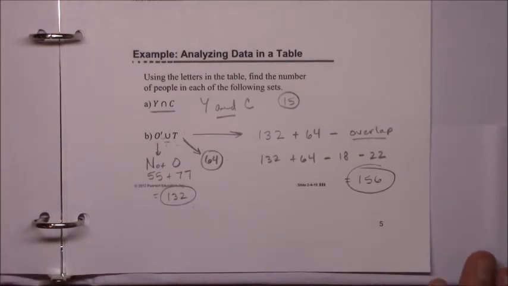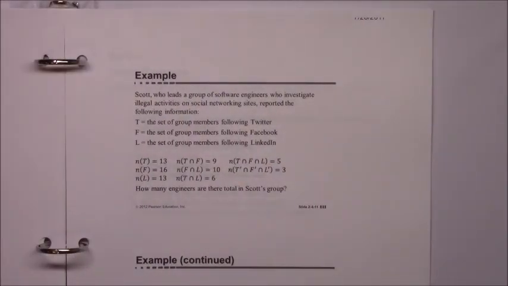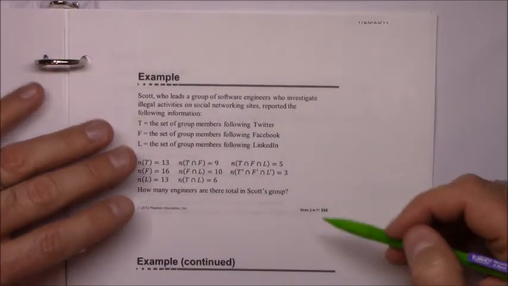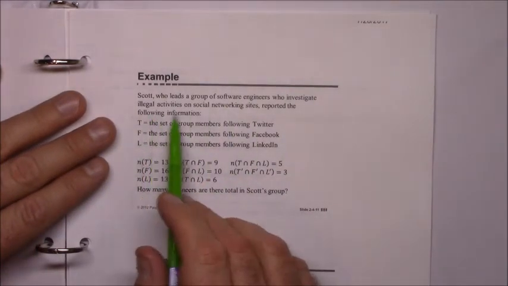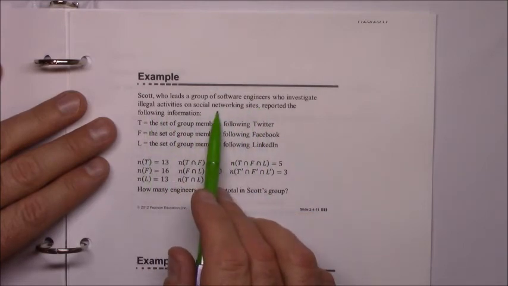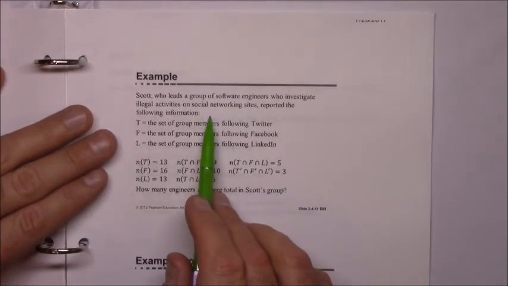All right, folks, I've got one more example for us to look at. It's going to be laid out on page 6. We've got the given information here at the top, and then there's plenty of space at the bottom for us to do our work. So Scott, who leads a group of software engineers who investigate illegal activities on social networking sites, reported the following information.